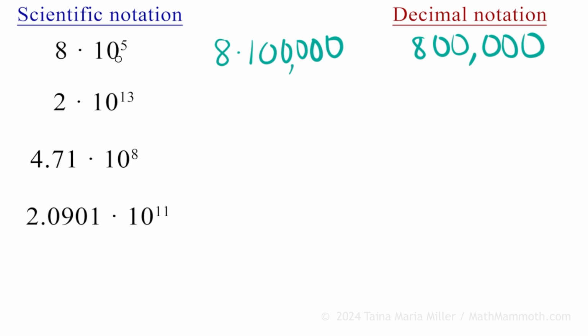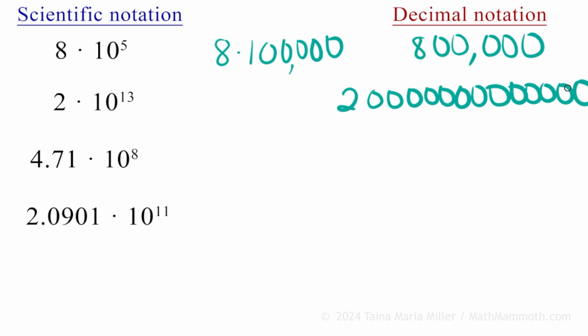2 times 10 to the 13th. 10 to the 13th has 13 zeros, and then the 1. So this number will have 14 digits, and 2 times, so 2 here at the front, and then 13 zeros. Oh man, I almost ran out of space, and then we could put commas there. But it really doesn't make it that much easier to read. Just a huge number. Scientific notation is much easier to handle.